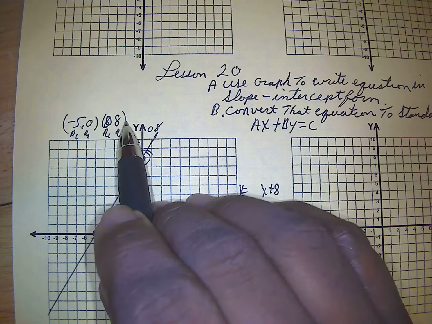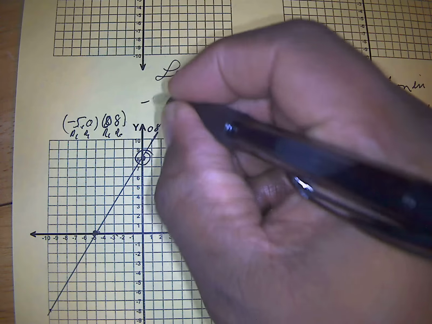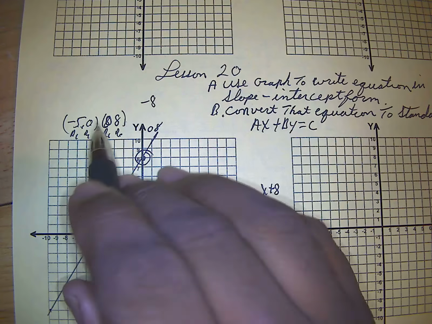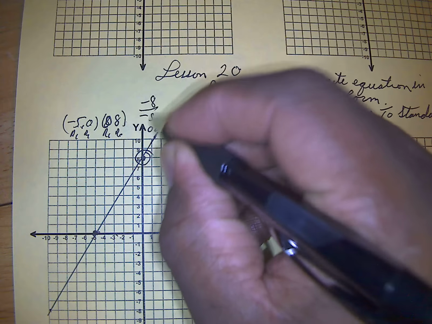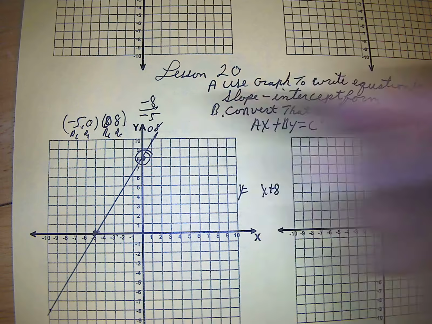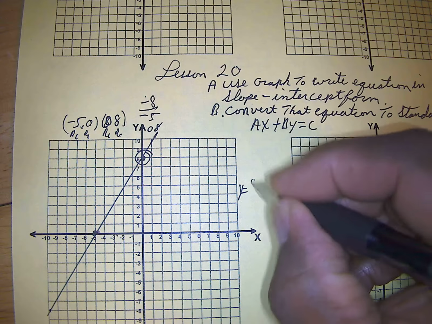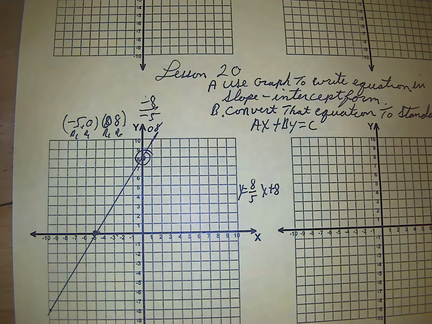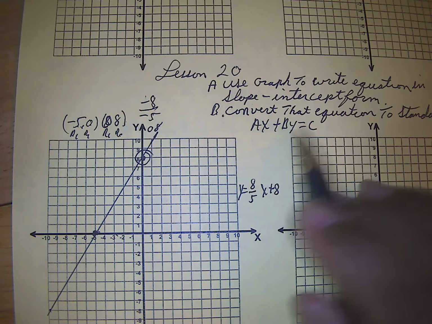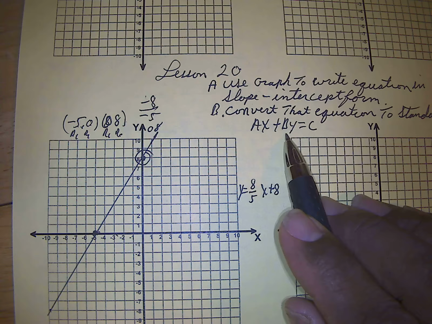What is 0 minus 8? Negative 8. What is negative 5 minus 0? Negative 5. Negative 8 fifths. Remember the negatives cancel, making this simply 8 over 5. And I am done. Now, for putting it back into ax plus by form.